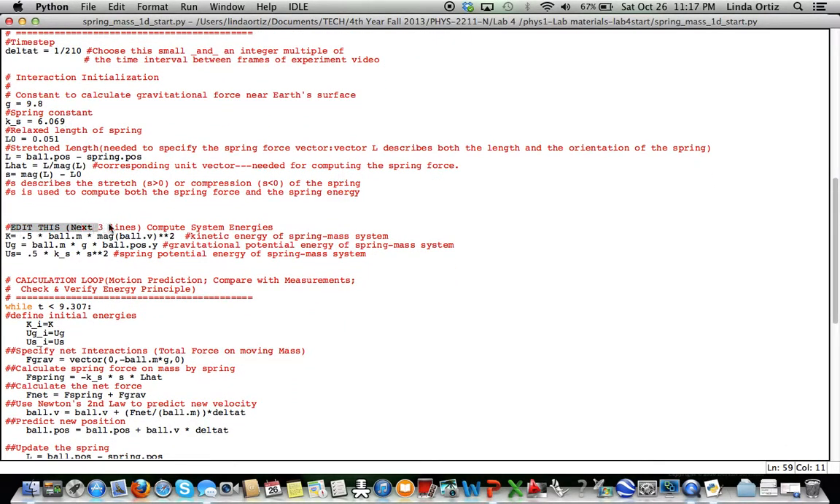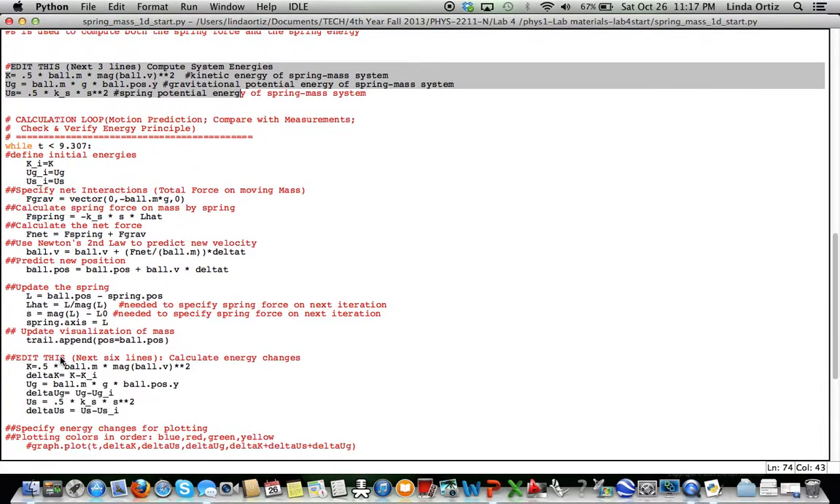Here I've included the 3 system energies that will be included in this lab, which are kinetic, the potential gravitational energy, and potential spring. Within our while loop, we define the initial energies, specify the net interactions, which are force of gravity, force of spring. F net here is the inclusion of force of spring plus force of gravity.